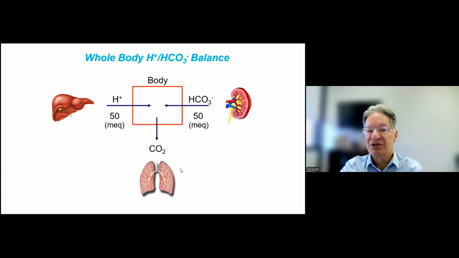So the concept here is the kidney is doing two things. One, as shown on the previous slide, it's reclaiming the filtered bicarbonate. That has to occur. And then secondly, it has to generate an additional amount of new bicarbonate to match the daily hepatic proton load.